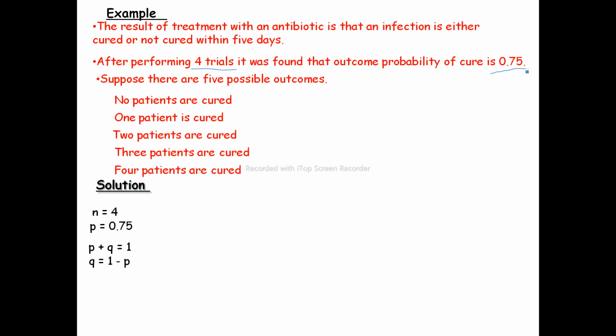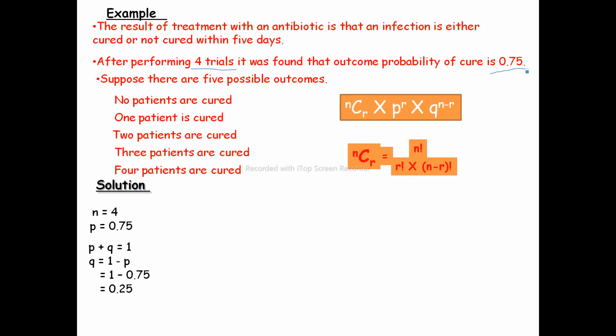Q is non-occurrence, so 1 minus P. So you can say 0.25. So 0.25 chances of not getting cured. Or you can say 75% chances of cure and 25% chances of not getting cured. So we'll take the first possibility. We are using these two equations.